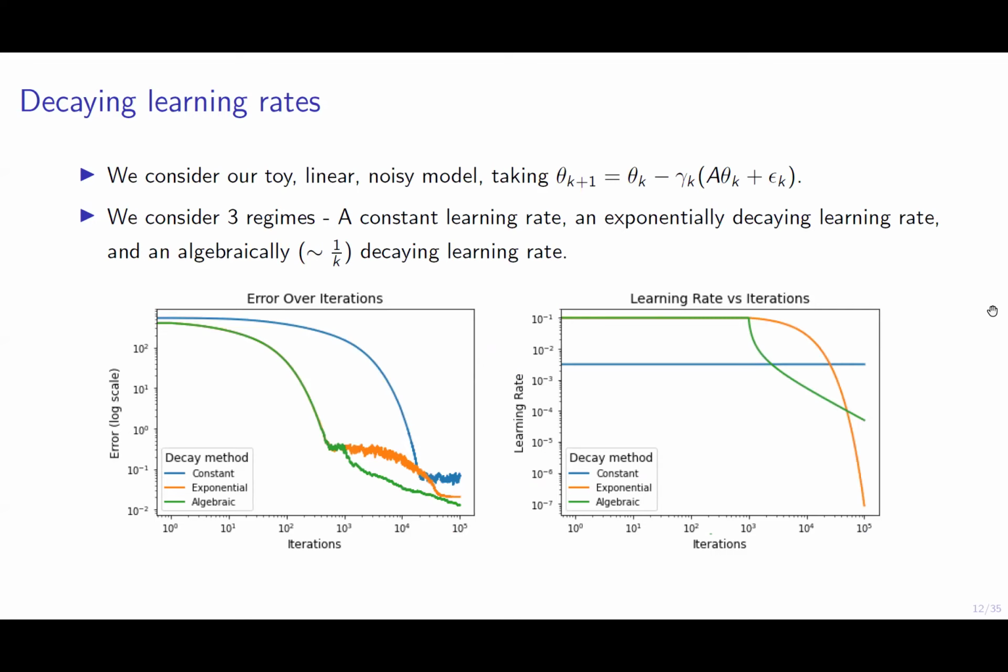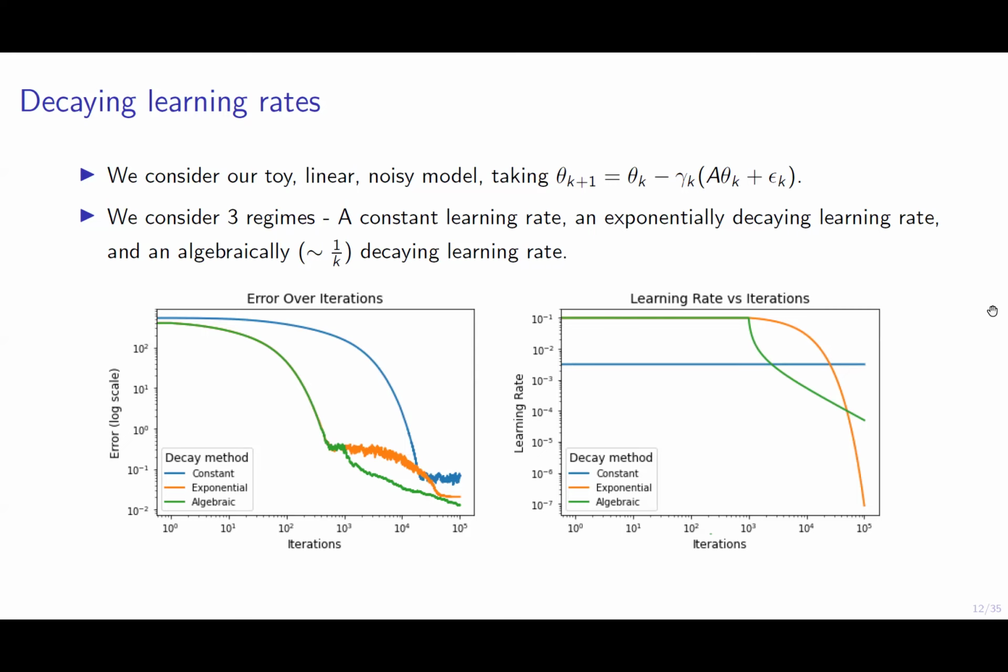So just to show you in an empirical way what's happening, we go back to exactly the same toy model that we had before. We're thinking of an exact gradient, which is based on an ill-conditioned Hessian matrix, with some mean zero noise. But now I'm going to take my learning rate to depend on the iteration number. So I consider three regimes. The first regime is the constant regime, which is this blue curve here. This is the iteration, and this is the learning rate for each of the three experiments.